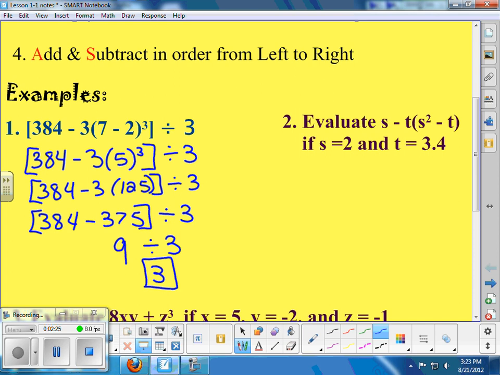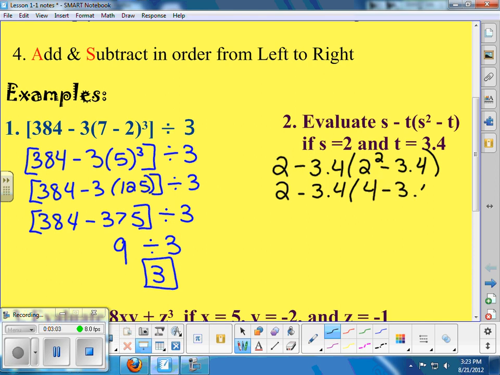The second example is very similar. We are just expected to make the substitutions ourselves. Evaluate S minus T times the quantity S squared minus T, if S is 2 and T is 3.4. So begin by writing your problem out. And again, applying the order of operations, working first with the parentheses, which means we need to do the exponents inside the parentheses first. Finish up your parentheses.